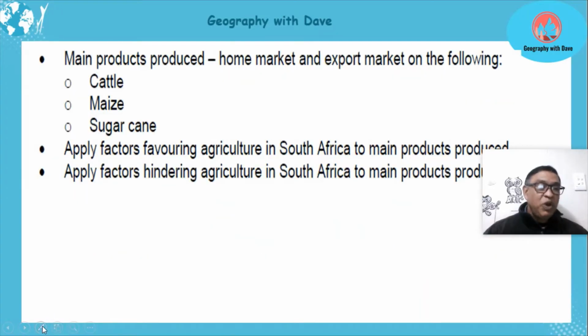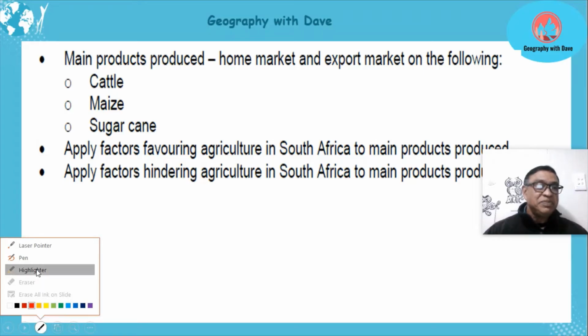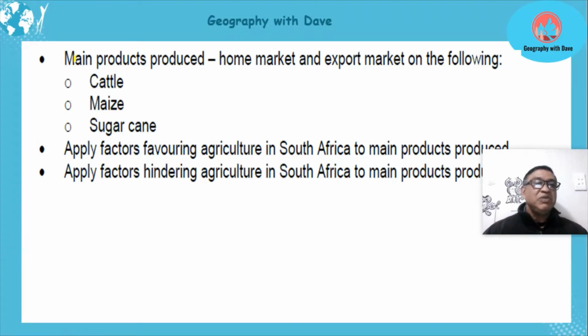Right, of course, we always look at the curriculum and what it's actually stating regarding this section. We're looking at the main products produced for the home market and export market. I'll explain those concepts as we go through, and I will integrate the home and export market in the explanations itself. And obviously, we're going to look at cattle, maize, and sugarcane.